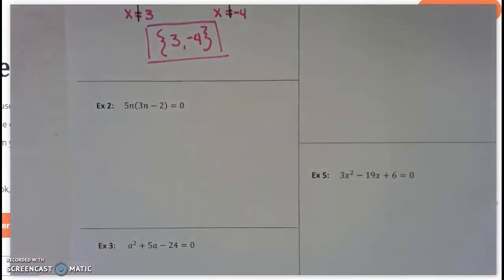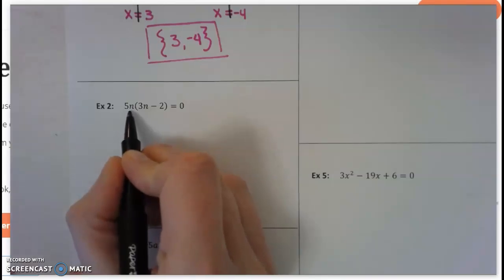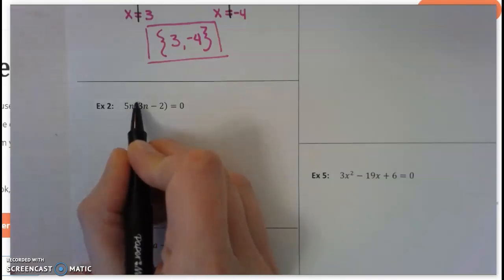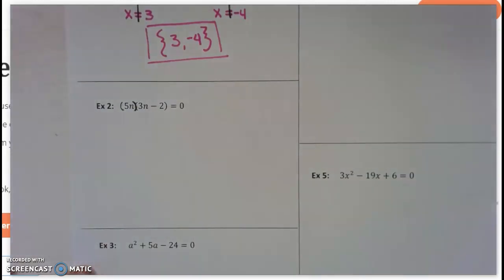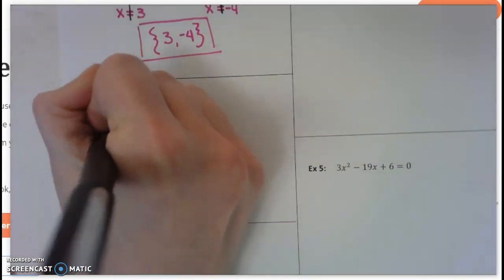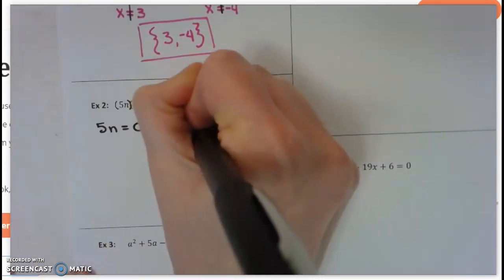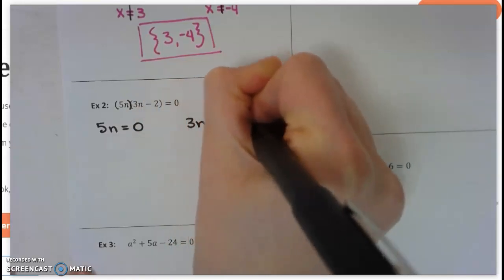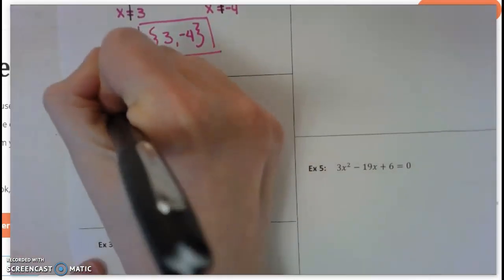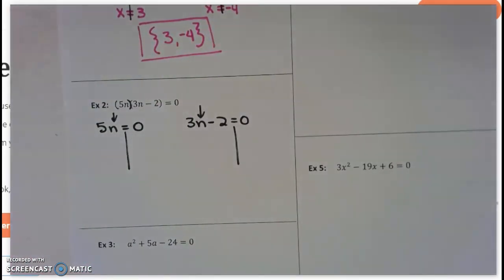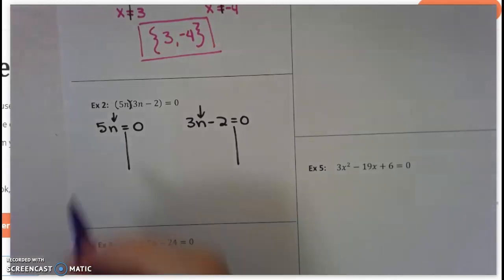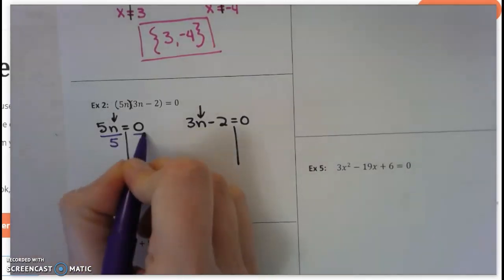Now, this one has also already been factored for us because I have parentheses in here. Now, the 5n doesn't have any parentheses around it, but because it's squished right up against this set of parentheses, that just means multiplying. So it is kind of like we've got an imaginary set there. So I'm going to put 5n equals 0 and 3n minus 2 equals 0. Okay, so I need to finish solving for the letter. On this first one, the 5 is squished right up against my n, so in order to finish solving, I would divide both sides by 5.